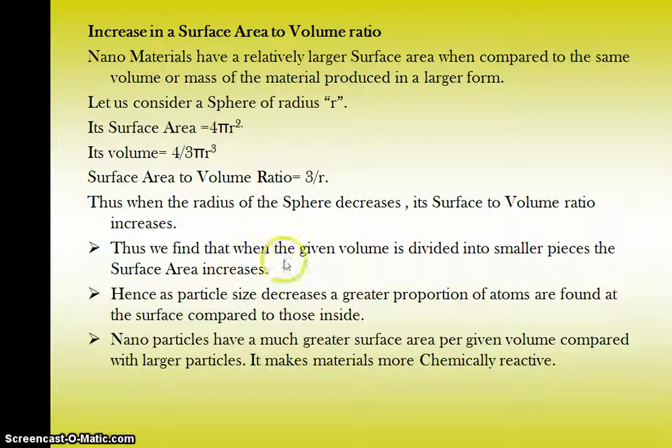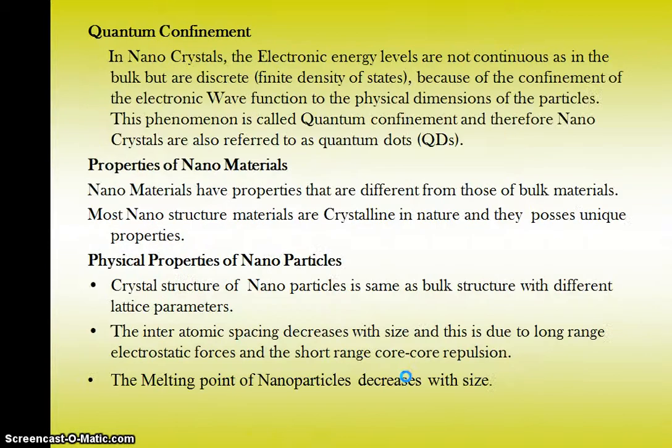Thus, we define that when a given volume is divided into smaller pieces, the surface area increases. Hence, as particle size decreases, a greater proportion of atoms are found at the surface compared to those inside. Nanoparticles have a much greater surface area per given volume compared with larger particles. It makes the material more chemically reactive.